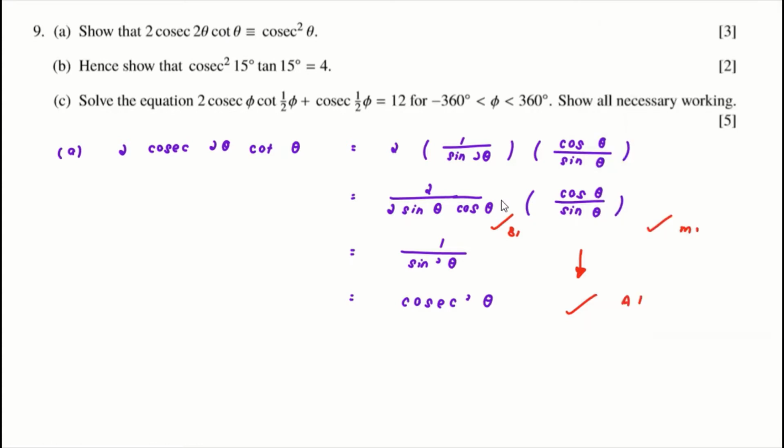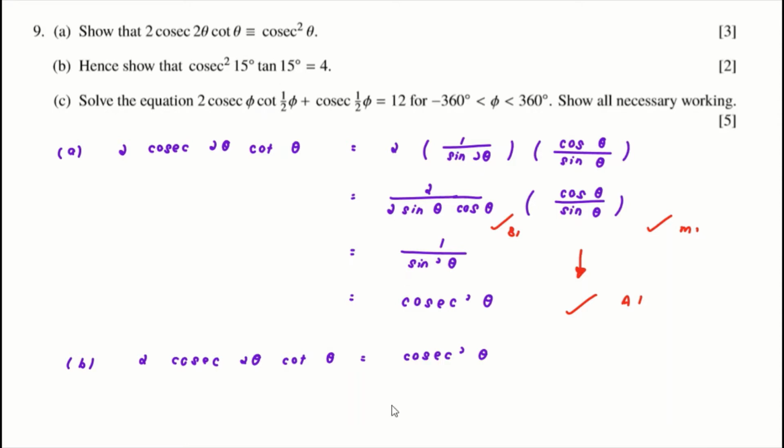Okay, so now part B, show that cosecant square 15 tangent 15 equals 4. This question is a bit similar to what we did previously. If you remember, in the difficult set 1, you also have this similar question. So let's try to just rearrange the stuff. So 2 second 2 theta cotangent theta equals cosecant square theta. Okay, so you can see this thing is cotangent square 15 then tangent 15.